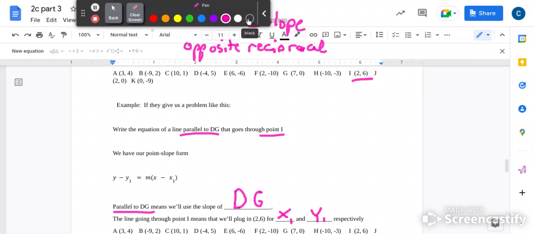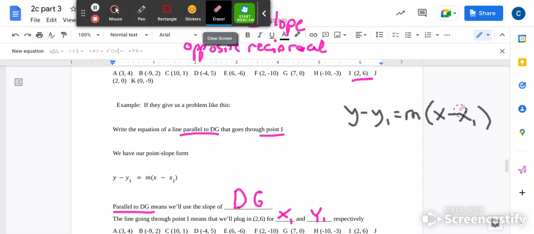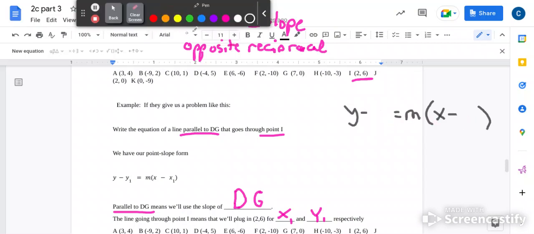So we go back to our point slope form: y minus y1 is equal to m times x minus x1. Point I, which is 2, 6, is going to be our x1, y1, so we can take care of that. So we have 2 and 6. Now the real work here is we have to find the slope of DG.